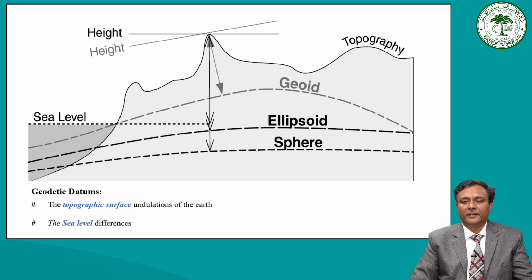So elevation is significant along with Earth's shape. It has relevance in locating any location on Earth. Elevations are defined with reference to a sphere, ellipsoid, geoid, or local sea level. This influences the location of latitude and longitude. So in this slide, we are representing the geodetic datums where the topographic surface has undulations over the Earth's surface. Not only that, there are also sea level differences. So all of them make the spatial representation in two-dimensional form a far more complex entity.